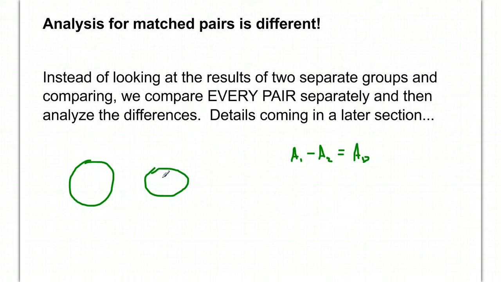So when you have two separate groups, you don't even need the same sample size in each group. You're just comparing the average of this group to the average of that group. Matched pairs is going to be a little bit different, so just have your heads up for that.